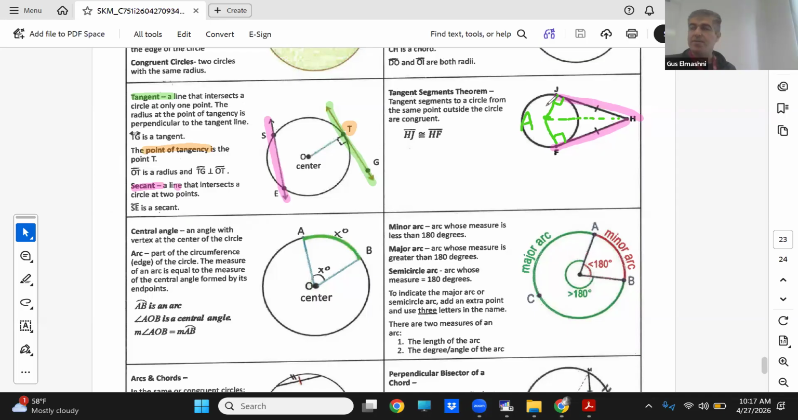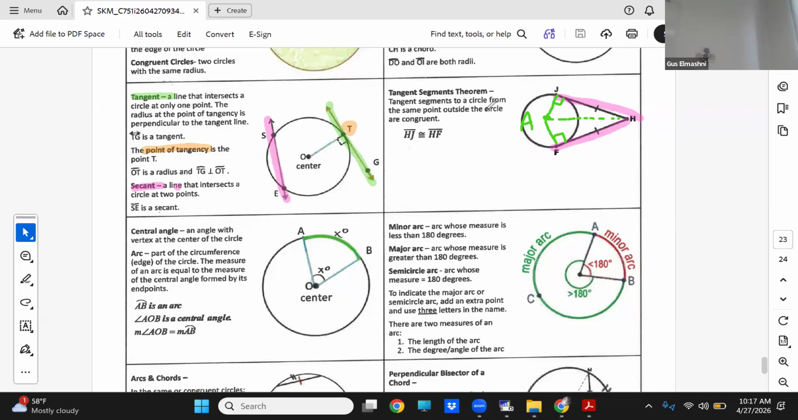Is AJ the same length as AF? So from the center to J, the center to F, are those the same? They are. What do they both represent? Radius, perfect. And you have right angles, right? Also, look what I tried to do. AH, right? What does AH represent for both triangles? Hypotenuse, right?